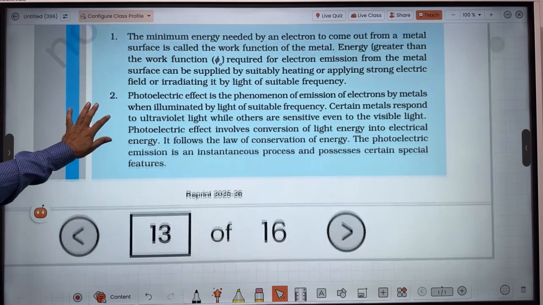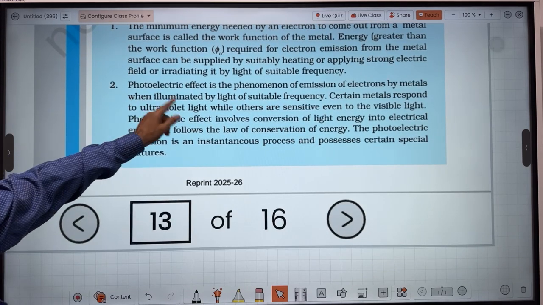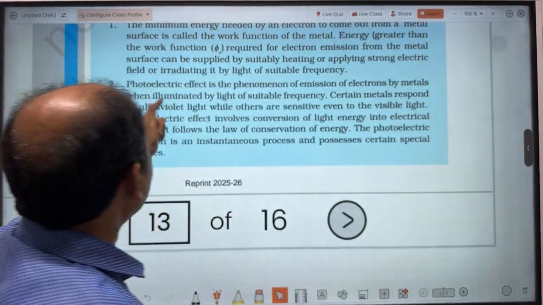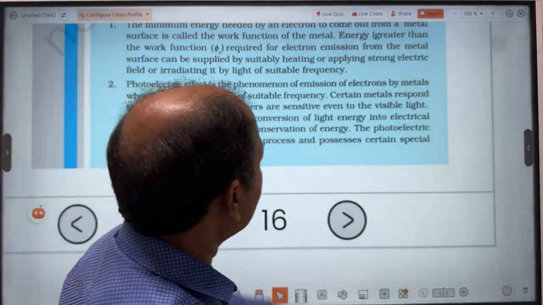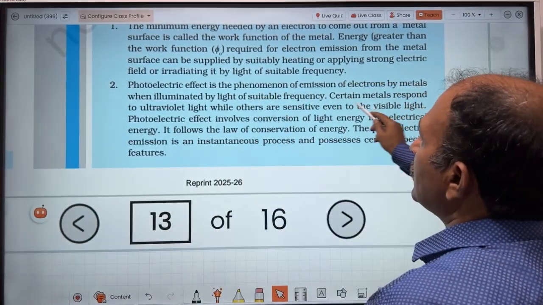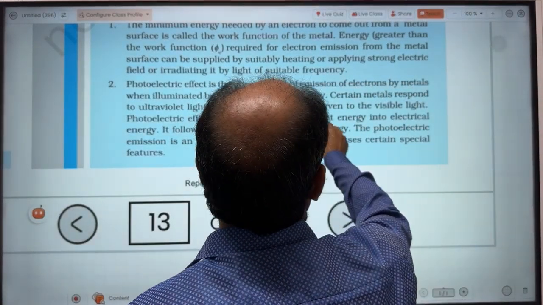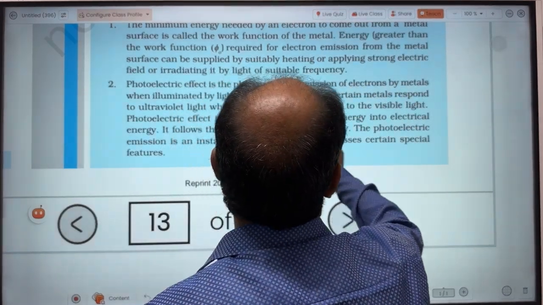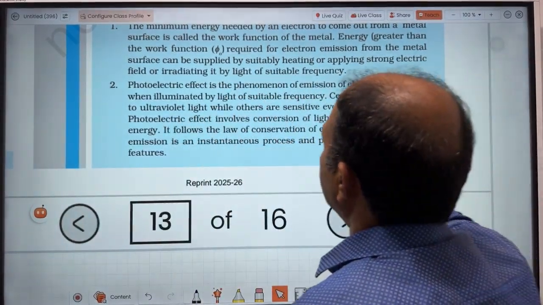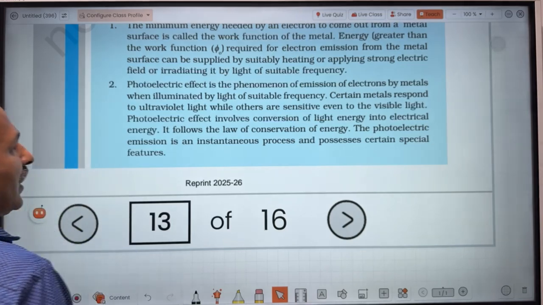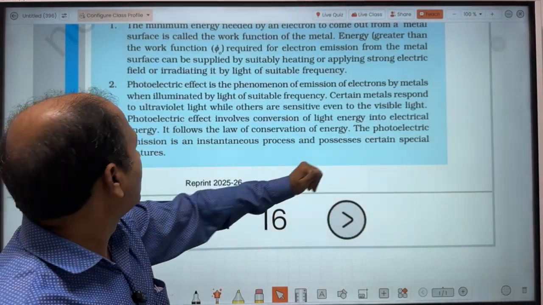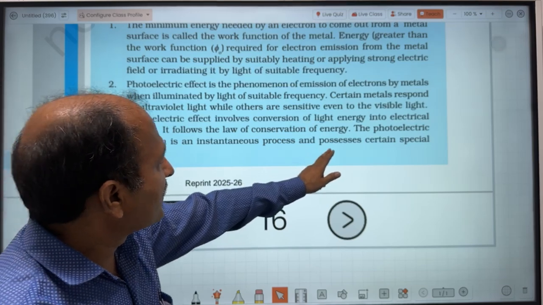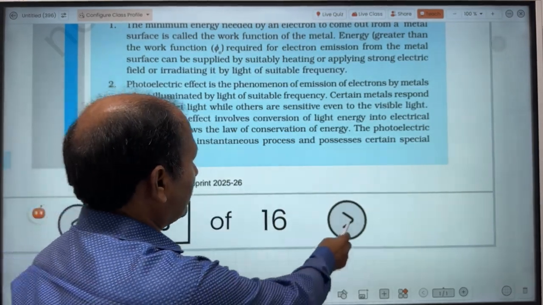Now, the second point: the photoelectric effect is the phenomenon of emission of electrons by a metal when illuminated by light of suitable frequency. Certain metals respond to ultraviolet light while others are sensitive even to visible light. The photoelectric effect involves conversion of light energy into electrical energy. It follows the law of conservation of energy. The photoelectric emission is an instantaneous process and possesses certain special features.